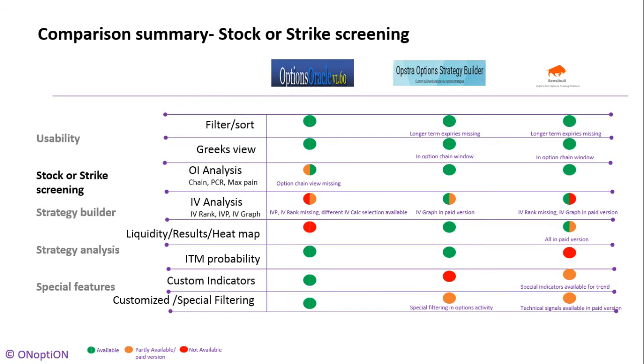Custom indicators, you can build your own indicator in OptionsOracle, but Opstra does not have anything like that. But some kind of indicators to see the current trend of the market are available in Sensibull. Customized or special filtering is available in OptionsOracle as part of their wizard feature. Opstra also has it, called options activity. Sensibull has technical signals in the paid version, so rather than special filtering, they call it technical signals. So in these stock or strike screening features, you can see Opstra is mostly scoring quite well compared to the other two. Let's move on to the strategy builder.